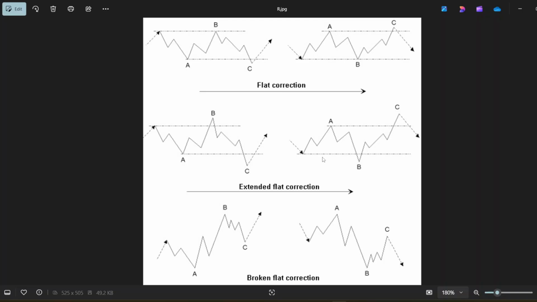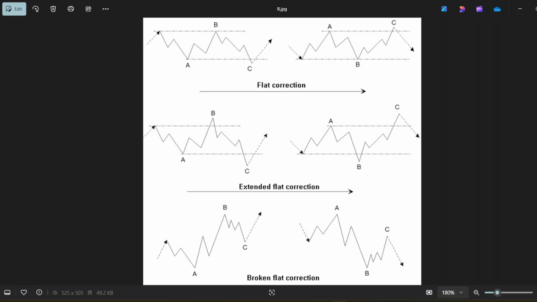Another mistake is ignoring volume and momentum indicators. Now, low volume in wave C often signals that a reversal is near. So always check volume and RSI or MACD before entering your trade, okay? And finally, it is bad for you not to wait for confirmation. Patience is key. Jumping in too early can lead to unnecessary losses.